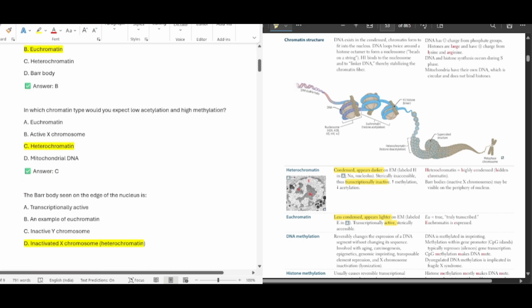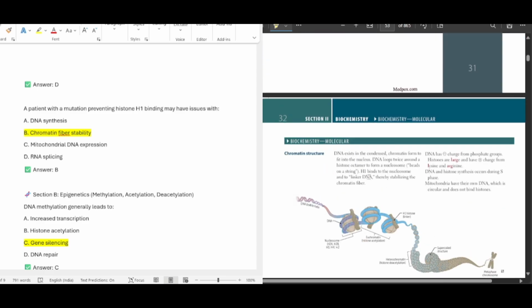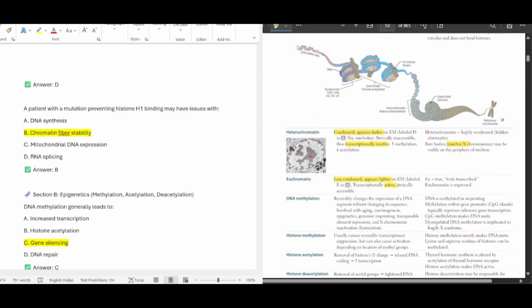The Barr body stain on the edge of the nucleus is mostly the inactivated X chromosome. The next question: a patient with a mutation preventing H1 histone binding may have issues with chromatin fiber stability. The other answers are unlikely, so it will be chromatin fiber stabilization.